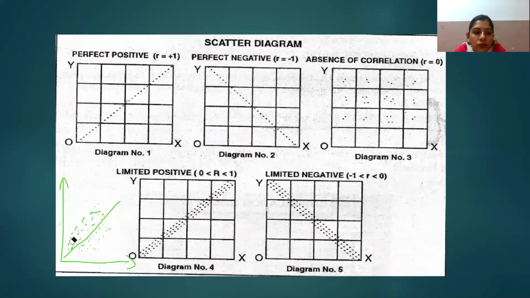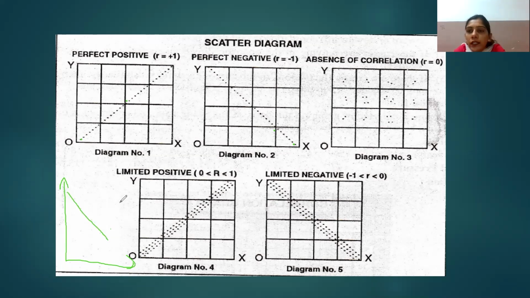But in case of highly negative correlation, let me draw first. The dots will be in declining form. All the dots which we plot will lie near the straight line, but in declining form. Okay, so this is how it works.